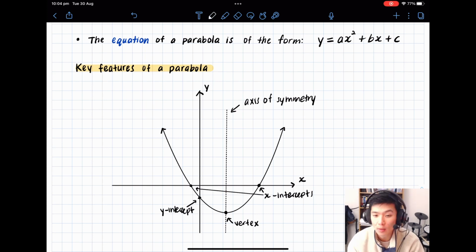Now, we're going to be using these words, vertex and axis of symmetry, and x-intercepts, y-intercepts, a lot. So make sure that you actually do understand this terminology. If you ever forget, you can always look back to this diagram.